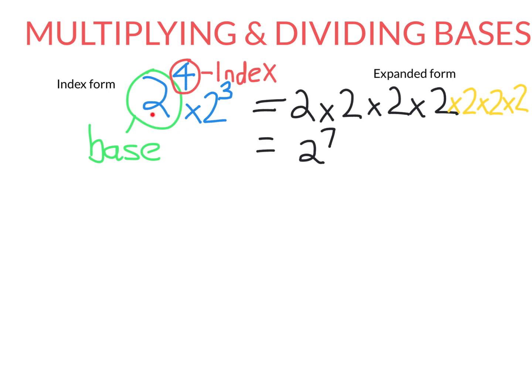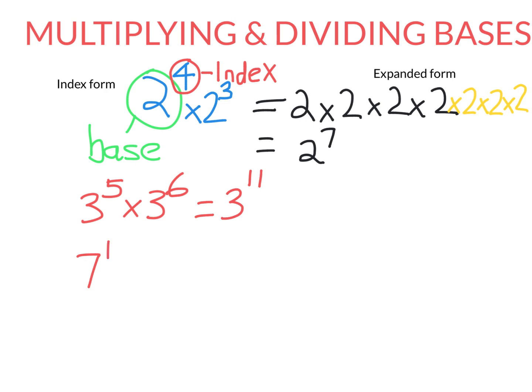So notice when you have the same base, when you multiply bases together, you can just add together their indices or powers. So something like 3 to the power of 5 times 3 to the power of 6. I don't need to write out all the 3's, that'll take too long. When I multiply bases, in this case the base is 3, I keep the same base and add the powers.